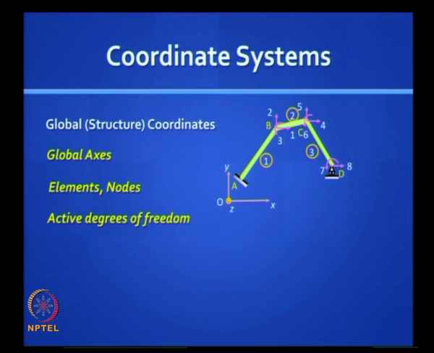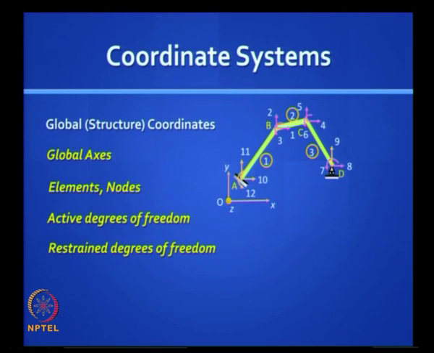Then, if you want to take care of support reactions, you have support movement. So to complete the picture you should also look at what are called restrained degrees of freedom. So you can bring in 9, 10, 11, 12, got it? These are the restrained degrees of freedom, 9, 10, 11, 12, right.